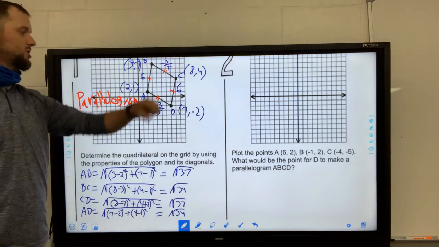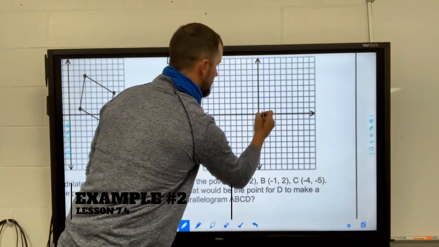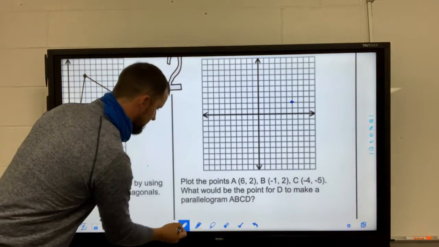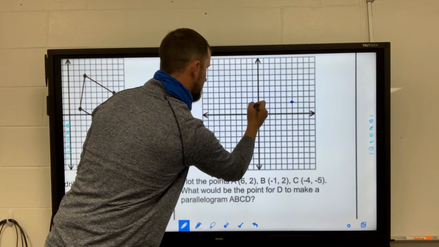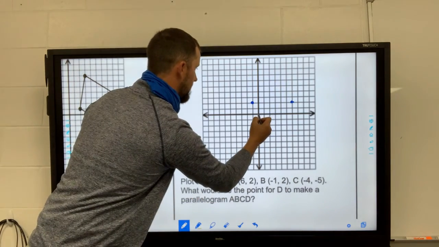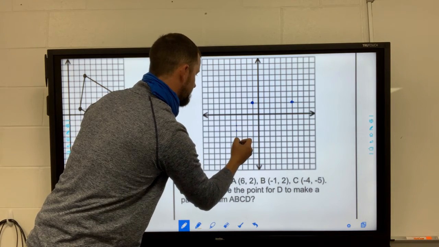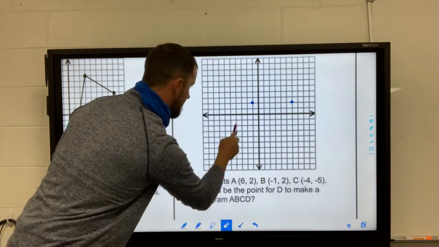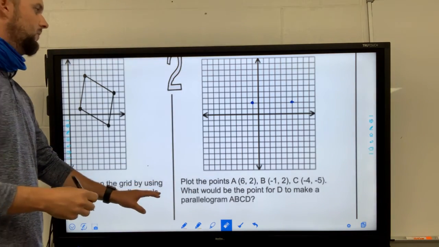So ladies and gentlemen, we're going to jump over to example number 2. On example number 2, it wants me to plot 6, 2. 6, 2 is right there. It wants me to plot negative 1, 2. It wants me to plot negative 4, 1, 2, 3, 4, negative 5, 1, 2, 3, 4, 5. Okay? And then lastly, it wants me to figure out where the point D needs to go in order for it to be a parallelogram.